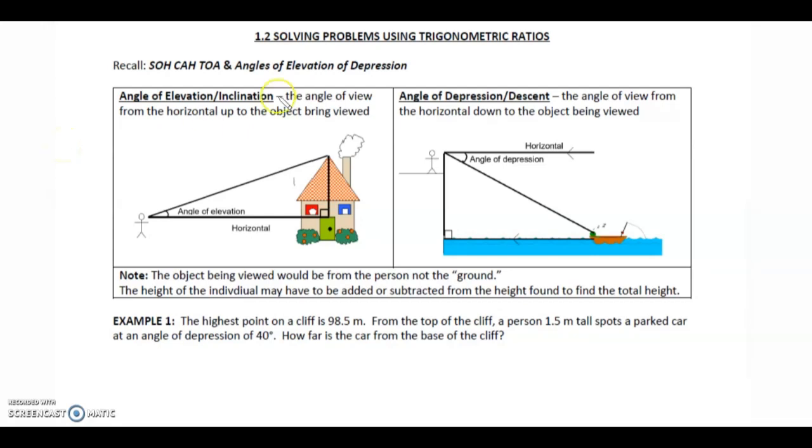1.2, solving problems using trig ratios. So we're going to recall SOHCAHTOA and angles of elevation and depression. Okay, elevation, when you elevate, you go up, right? And when you're depressed, you go down. Let's go. So, angle of elevation or inclination.